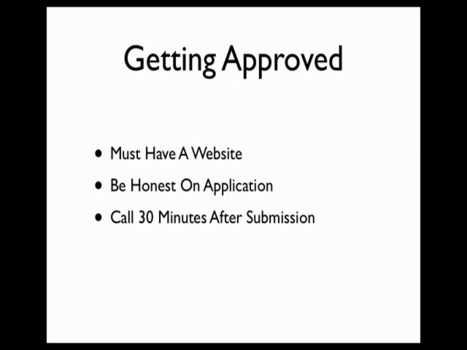So after you submit your application, call the network 30 minutes after that and just introduce yourself. Tell them, listen, I just applied for your network. I want to get the relationship started. What's the next step in the approval process? And go through a little bit of a conversation with them. And what's going to end up happening is you're going to form a relationship, and if you're a right fit for their network and they're a right fit for your business, the relationship will start and you'll be able to promote their offers.